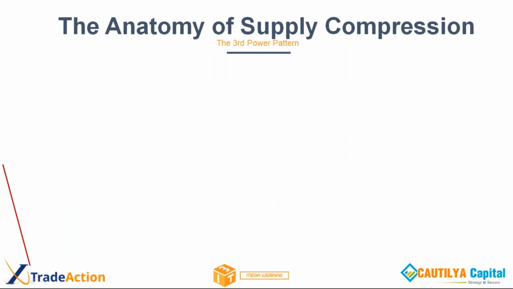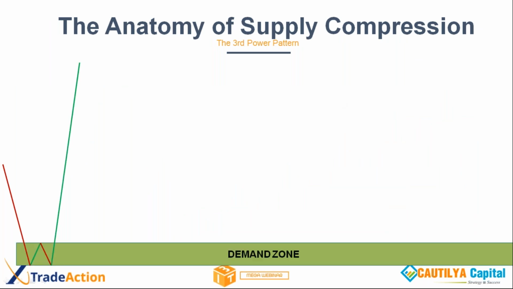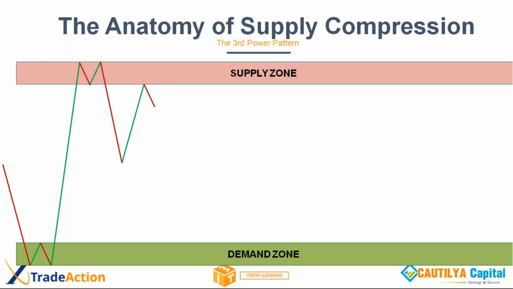Anatomy of a supply compression. Price formed a demand zone. Price formed a supply zone. Now, price formed a rally base drop. That's a zone. Once the rally base drop happens, price enters the zone. What is that? FTB. Now, the green line is an FTB to that existing zone, right? And then it forms a base there, and there is a zone kissing a zone.